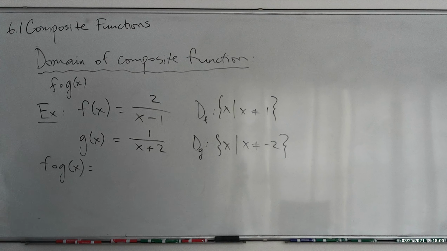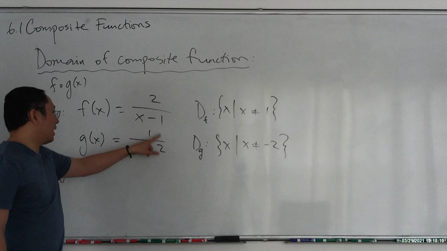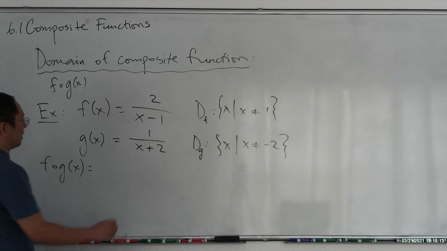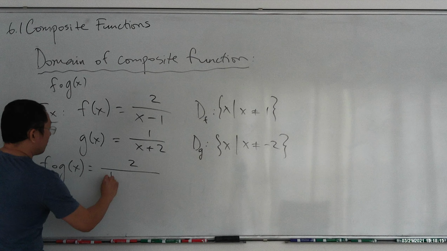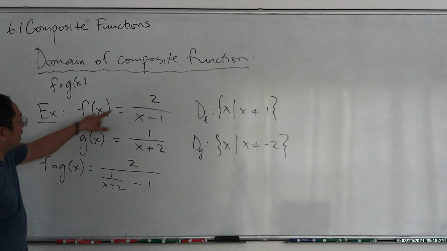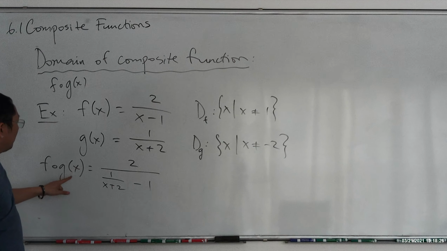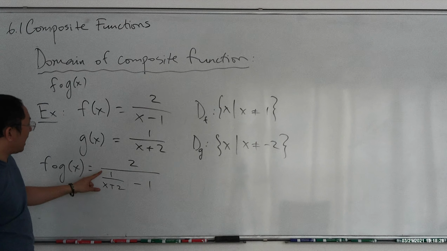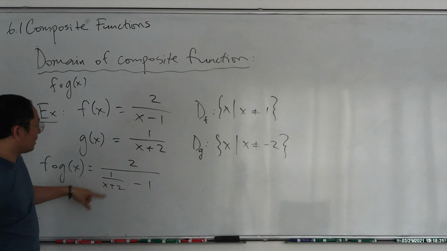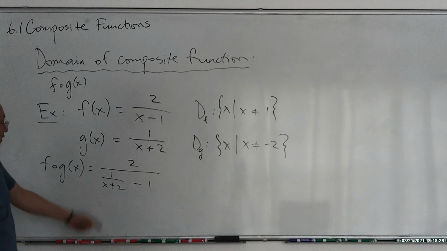Okay, now let me calculate the composite function f of g of x, and then I'll find the domain. So f of g of x means what? First of all, you have the input x. You plug into the function g. You have 1 over x plus 2. I'm going to use the whole thing as the input, plug into the function f. So this is 2 over 1 over x plus 2, and then minus 1. See? The function f is 2 over the input minus 1. Okay? So f of g of x is 2 over the input, and the input now is g of x, which is 1 over x plus 2, and then minus 1. All right? And this is the composite function, f of g of x.